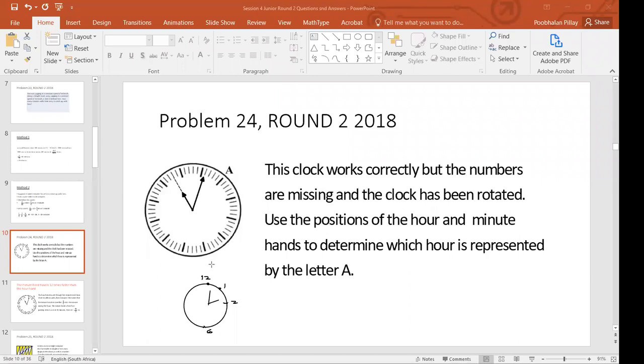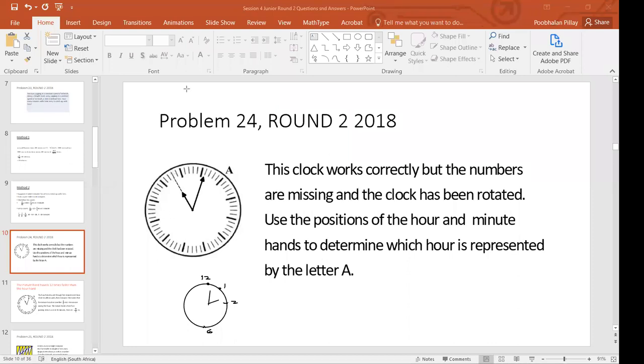So you don't know where the 12 is, right? And you got a number here, A, and it's really weird because it's very difficult to know what the time is if you don't know where the 12 is. So that's a little bit disconcerting. But they say use the positions of the hour and the minute hands to determine which hour is represented by the letter A.